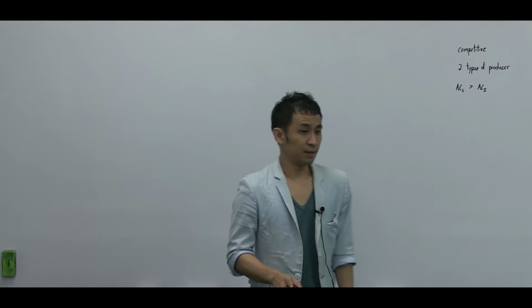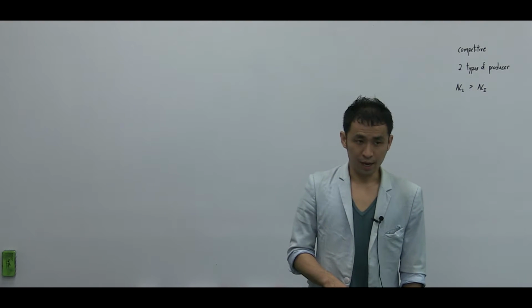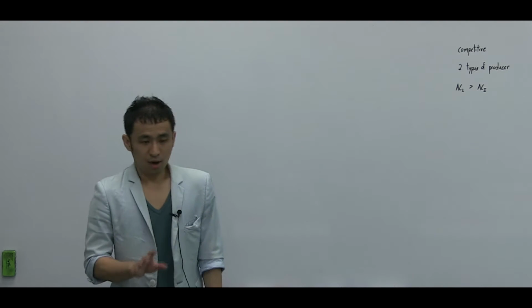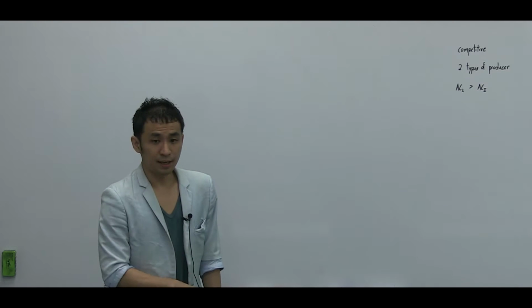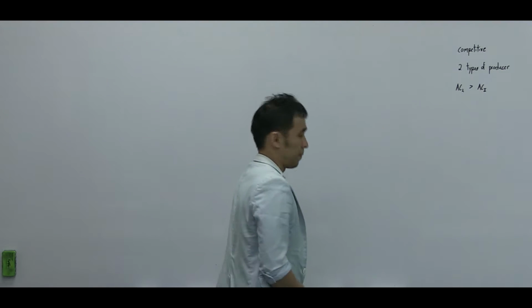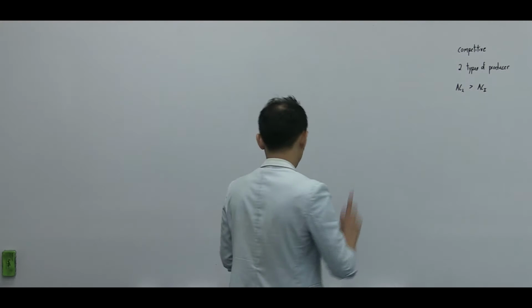So this is trying to tell you that you must have artists in the market if you're going to have imitators. This forms the stage for you to set up your initial equilibrium, and it's also for the long run equilibrium as well. You either have artist and imitator, or you have nothing. Part A, describe an initial setup, to set the stage for analysis, in which both local artists and commercial imitators supply the market. Both are in.